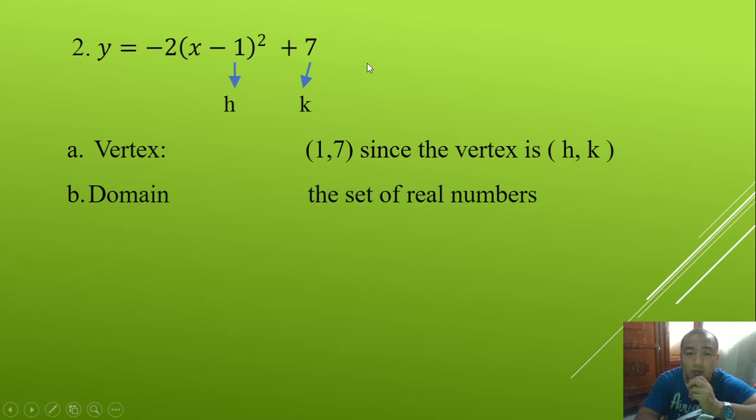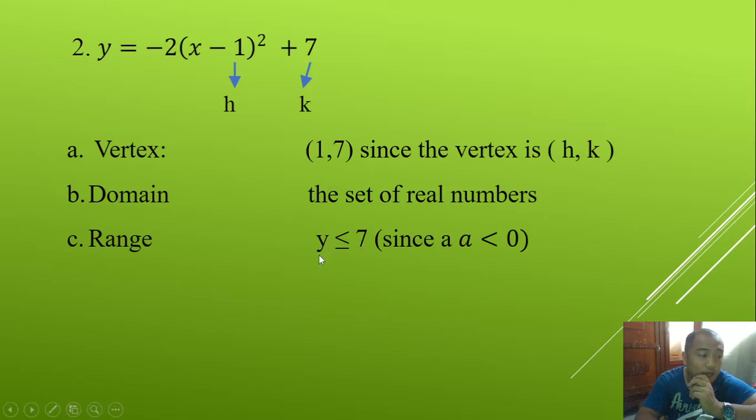Next, domain, the set of all real numbers for a quadratic function. Now, how about the range? Range is y is less than or equal to k. And what is k? 7. y is less than or equal to because a is less than 0, it is negative. When a is negative, the range is also less than or equal to. y is less than or equal to 7. But if it's positive, y is greater than or equal to 7.